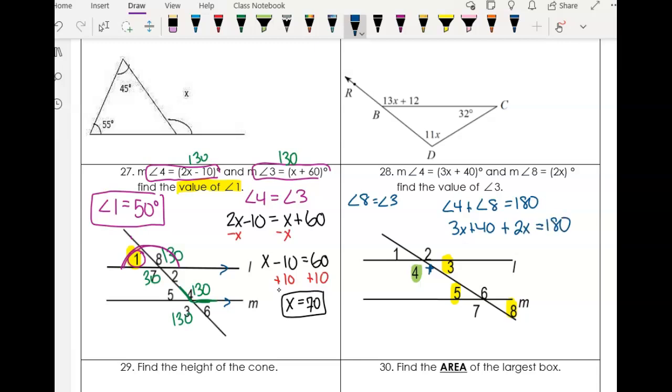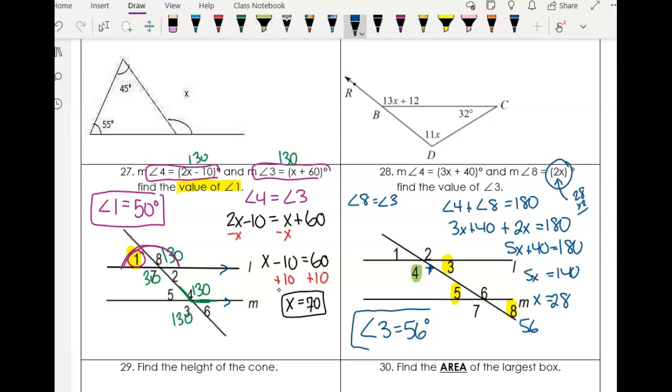I get 180. All right, we're going to go ahead and speed up here to get in time. Subtract 40 from both sides. Divide by 5. We get 28. Now, again, remember, that's the value of x. So angle 8 is twice that. So 28 times 2, which is 56. And angle 3 is the same as angle 8 because they're corresponding. So angle 3 is equal to 56 degrees.